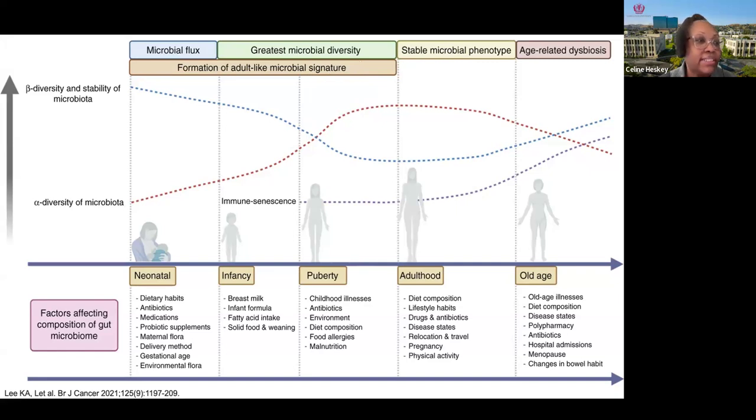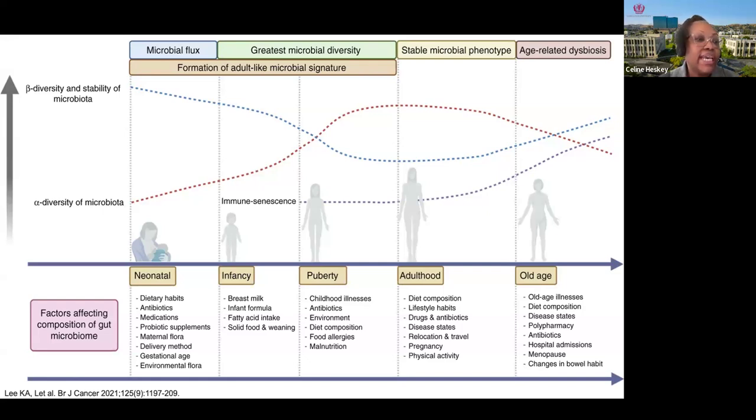So during pregnancy, the fetus is exposed to microbes which start the seeding process of their developing microbiome. The type of delivery, so vaginal versus C-section, has an impact on the types of microbes that the infant is exposed to. Also, breastfeeding versus formula feeding during infancy also has an impact on the gut microbe diversity.